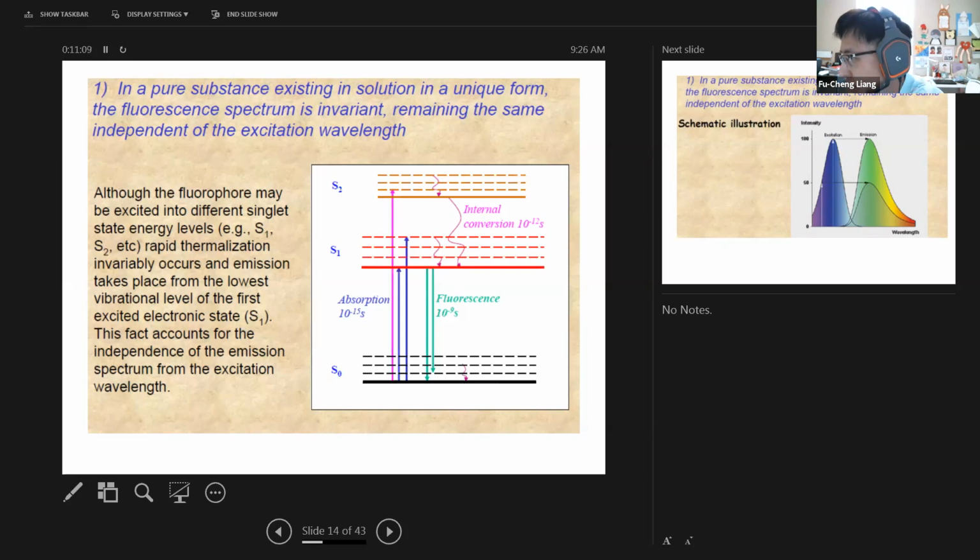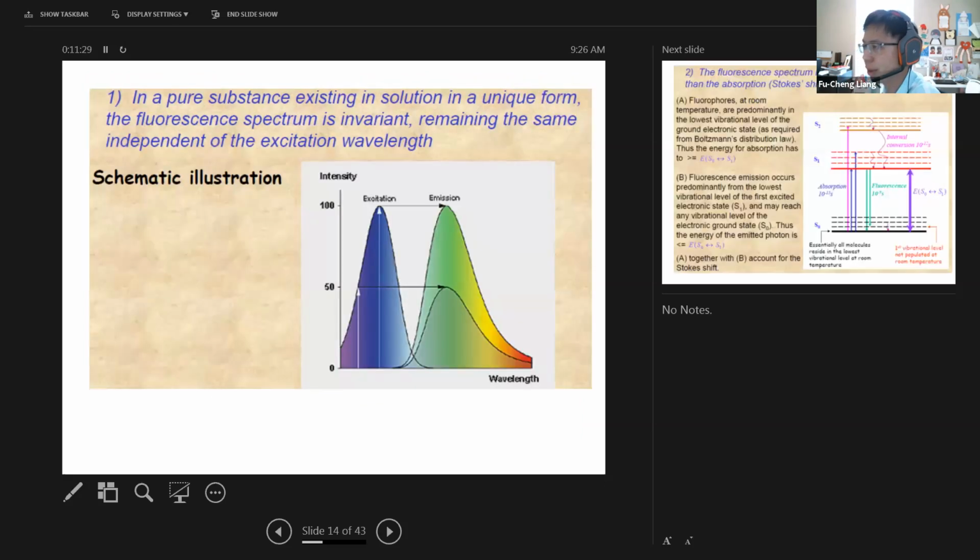And of course, if you excite at the pink color, you definitely require high energy, as compared to shining the light at a light blue color, where your excitation energy may be a bit lower. All right. So this is the first principle, or the first phenomenon, for fluorescence.